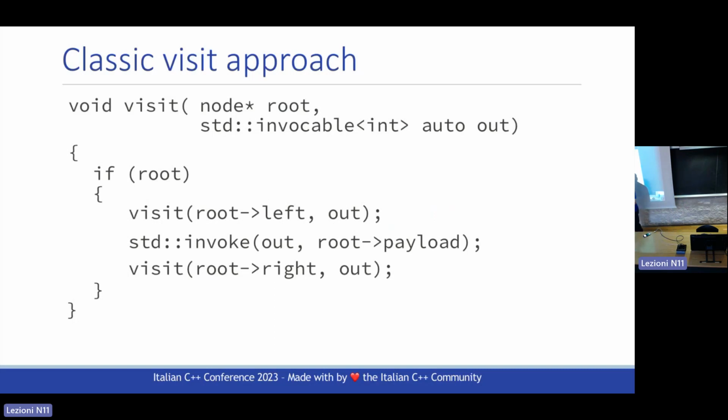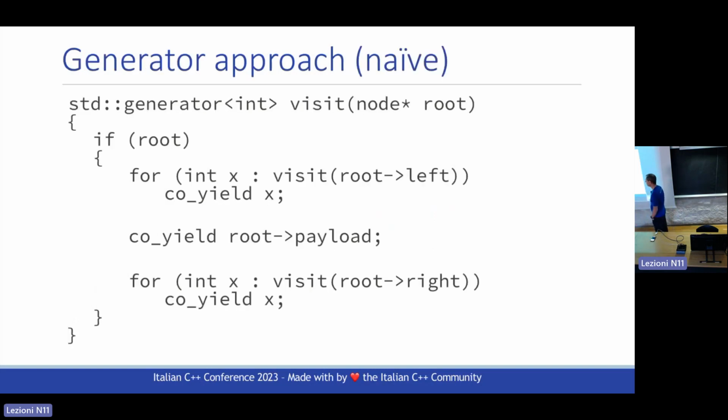I believe it's the classic recursive function that is in all textbooks. So how do we write this with a generator? There are two ways. One is a bit naive, that is this one. You just iterate on the left branch and iterate on the right branch, and then yield whatever is in the left branch, the payload, and whatever is in the right branch. This actually works, but I would not recommend doing this because it's very inefficient.